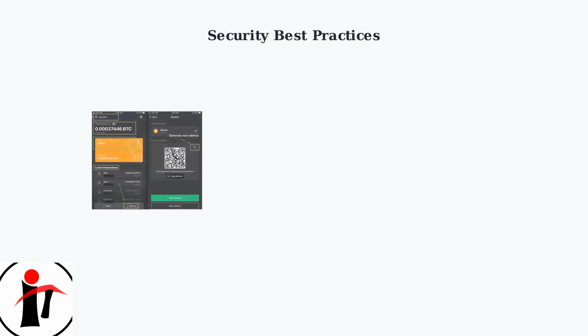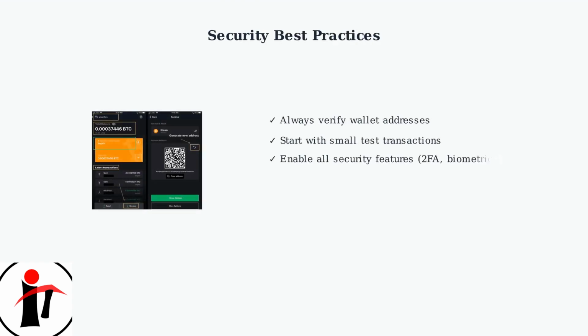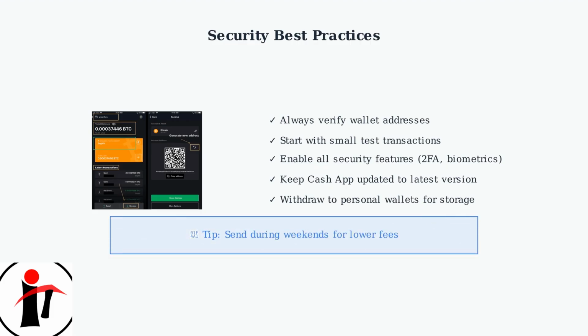Following security best practices is crucial for safe Bitcoin withdrawals. Always verify wallet addresses before sending, as Bitcoin transactions are irreversible once confirmed on the network. Consider monitoring network fees and timing your withdrawals during low activity periods, typically weekends, to minimize transaction costs.